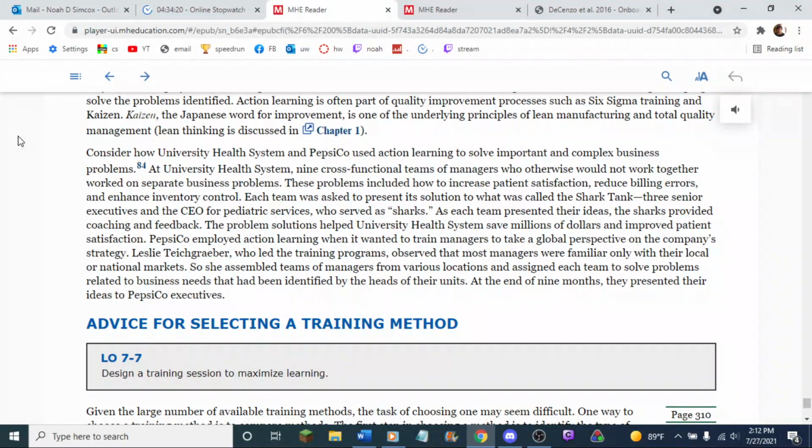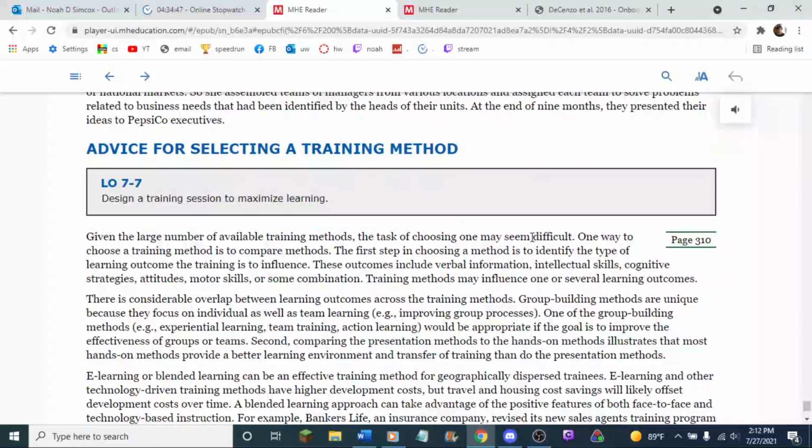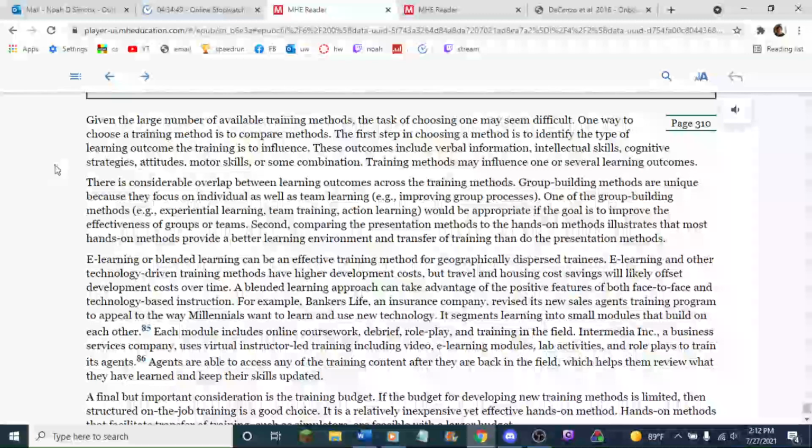PepsiCo employed action learning when it wanted to train managers to take a global perspective on the company strategy. Leslie Tyke Graber, who led the training programs, observed that most managers were familiar only with their local or national markets, so she assembled lean teams of managers from various locations and assigned each team to solve problems related to business needs that had been identified by the heads of their units. At the end of 9 months, they presented their ideas to PepsiCo executives.